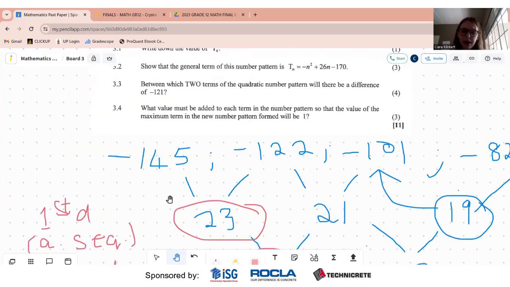What value must be added to each term in the number pattern so that the value of the maximum term in the new number pattern will be 1?